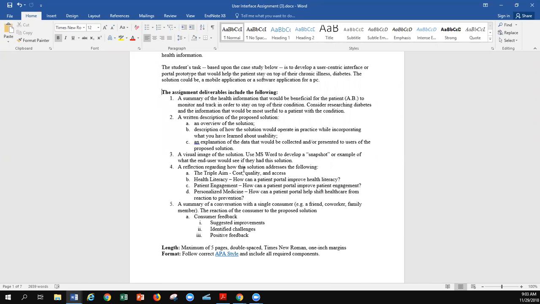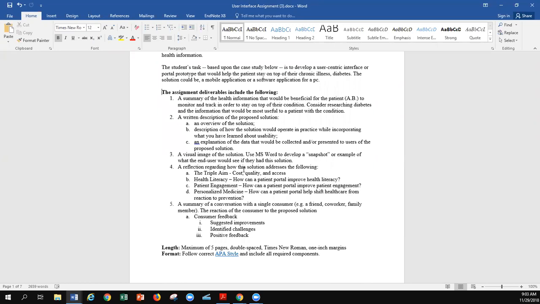So the first thing you should probably do after you research is think about what you want this to look like and the type of information that you want it to track and store. So after you do your research, I want you to provide a written description of the proposed solution. You want to cover, maybe just provide an overview of the solution, a description of how the solution would operate in practice while incorporating what you have learned about the usability.